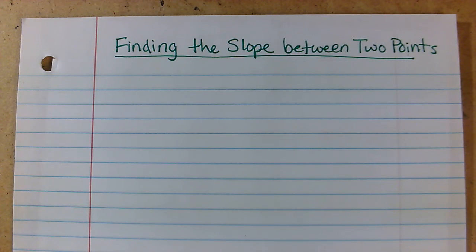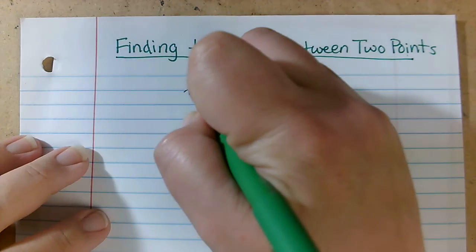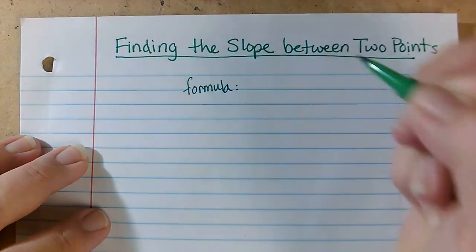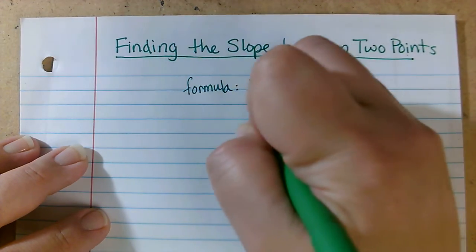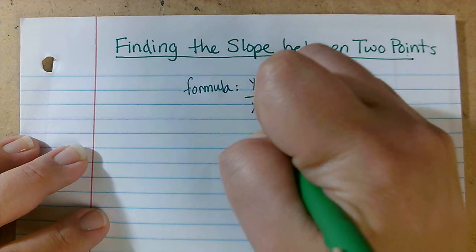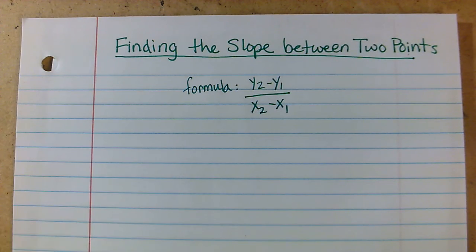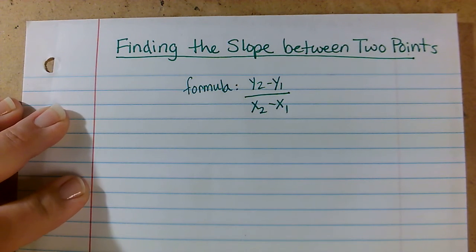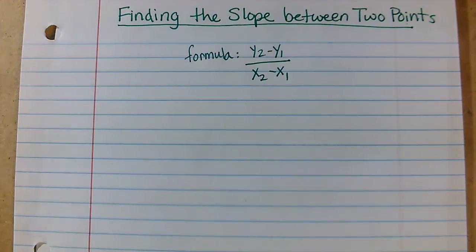So we're just going to refresh the slope formula. Our formula for finding slope based on 2 points is y2 minus y1 over x2 minus x1. We use that formula anytime we are given 2 points and need to find the slope or the rate of change between them. We're going to do 2 examples together in our notebooks.